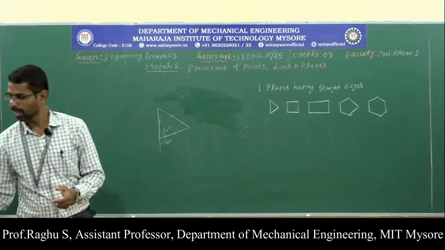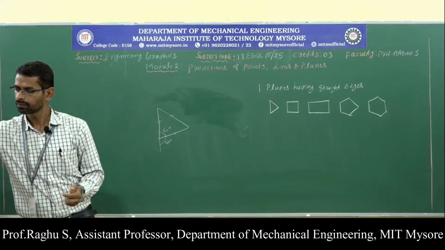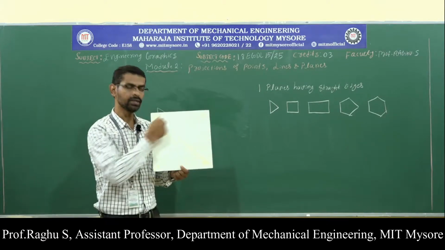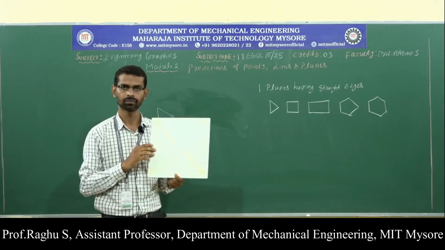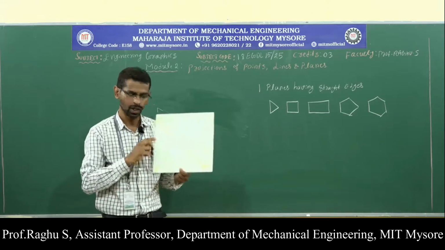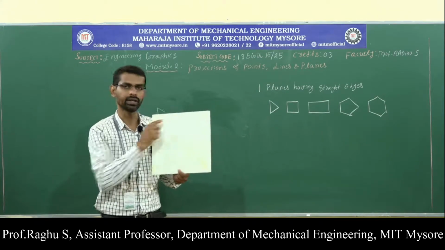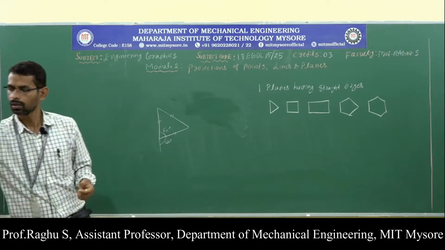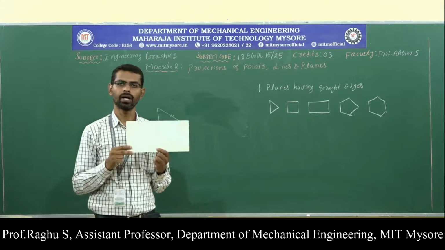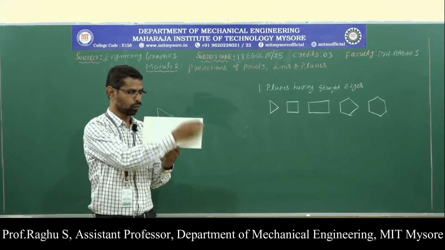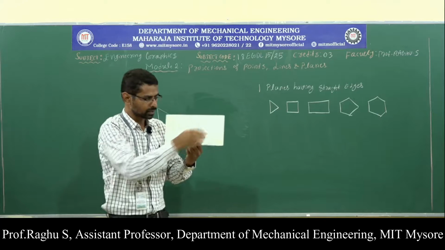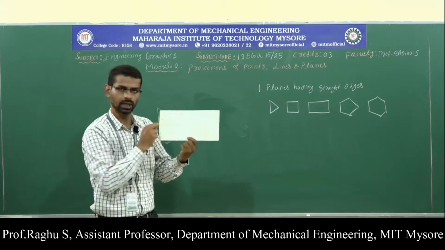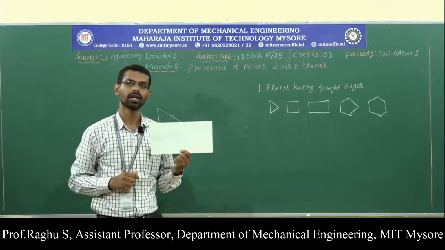Next one, square lamina. A square lamina consists of 4 sides and 4 angles. All sides are equal and the interior angle is 90 degrees. Next one, rectangular lamina. A rectangular lamina consists of 4 sides with opposite sides equal. Here these 2 sides are equal, and these 2 sides are equal, and the interior angle is 90 degrees.